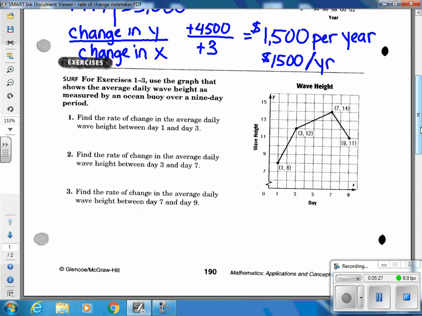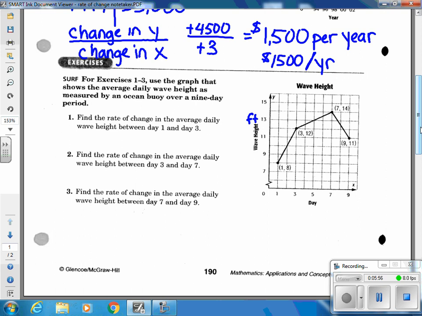All right, we are looking at wave heights, and that wave height is going to be measured in feet. It doesn't tell you that, but that's exactly what it's using. And then our days. So on day 1, it was so many feet, day 2, day 3, etc. All right, so we have wave heights going on in this picture. This is surfing, okay? And you're going to use the graph that shows the average daily wave height as measured by an ocean buoy over a 9-day period. So from day 1 to day 9, this is what they measured for the wave heights.